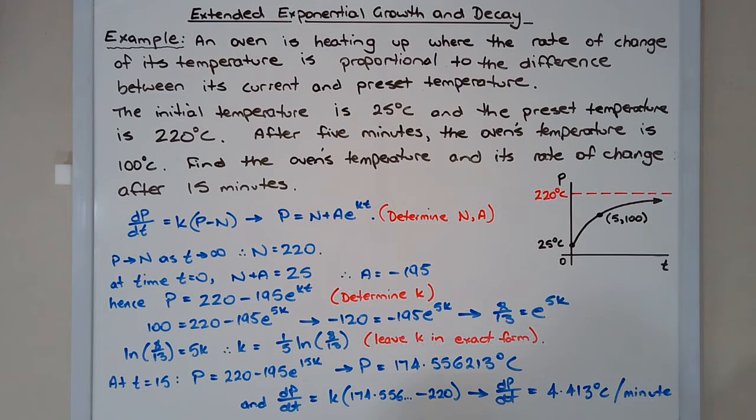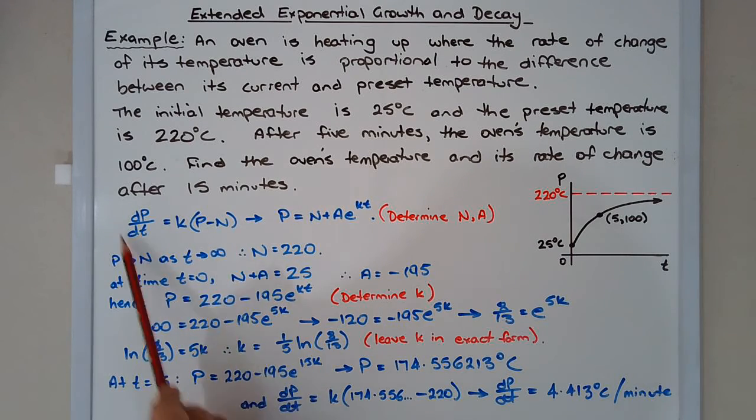The following is an example of the extended exponential growth and decay model. An oven is heating up where the rate of change of its temperature is proportional to the difference between its current and preset temperature. The initial temperature is 25 degrees Celsius and the preset temperature is 220 degrees Celsius. After 5 minutes, the oven's temperature is 100 degrees Celsius. Find the oven's temperature and its rate of change after 15 minutes.